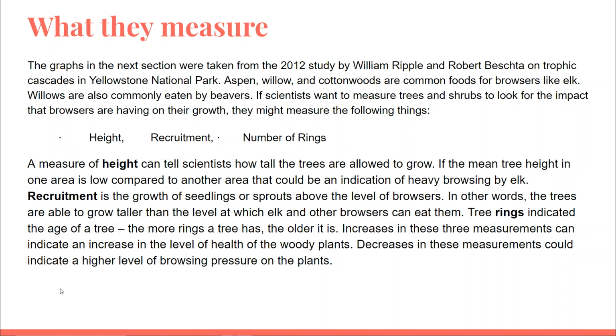So as there are increases in these 3 measurements, we have an indication of an increase in the level of health of those plants. Now, when these measurements decrease, this could indicate that there's a higher level of browsing by consumer organisms or species put on the plant. So therefore, we see that they are not able to be successful in living.